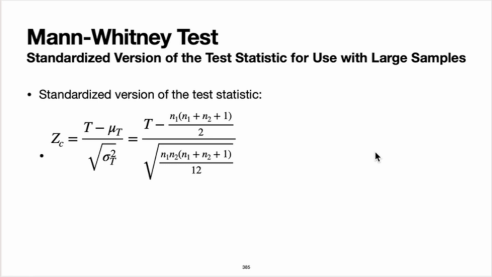Okay, so instead of using t, we're going to use a standardized version of it. And so we take the random variable t and we subtract from it the mean of its sampling distribution and then divide that difference by its standard error. And so I plugged in the formulas from the previous slide. We're going to call that z-calc.